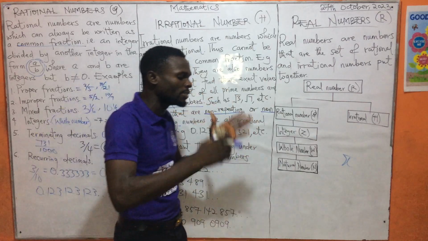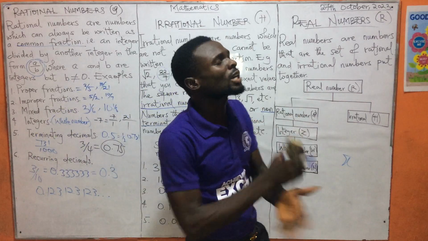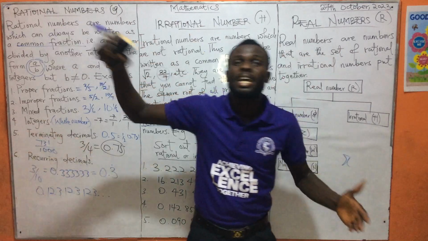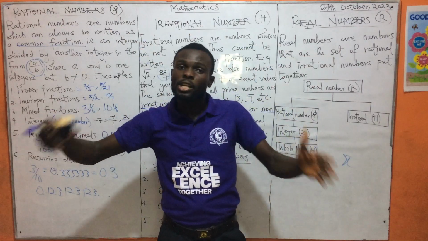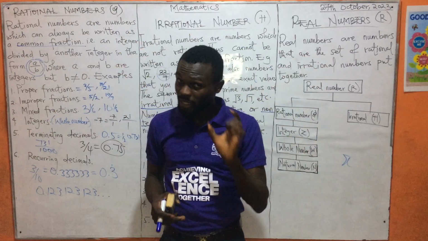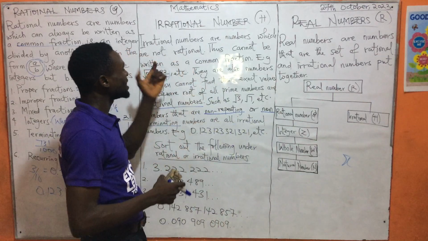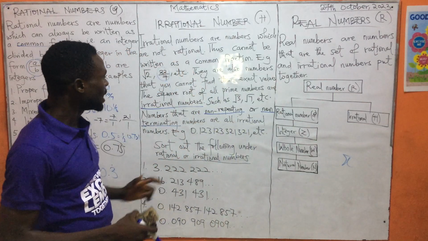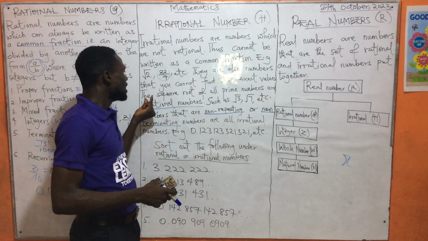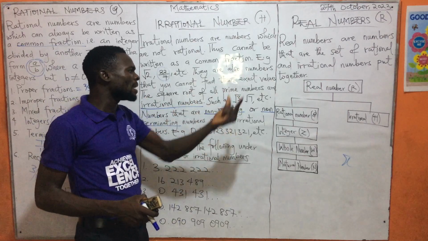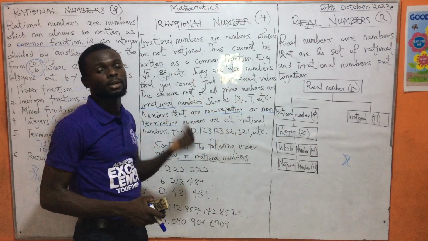If it is 0.45671, you can't find it. It continues forever, and not even in a certain pattern. And we call them what? Irrational numbers. So the square root of all prime numbers are irrational numbers.